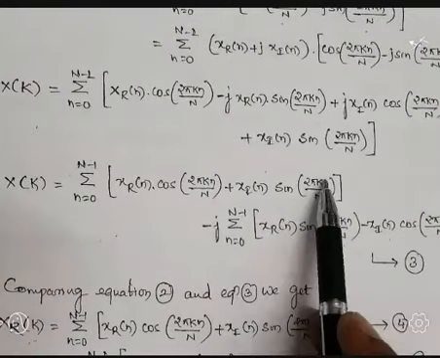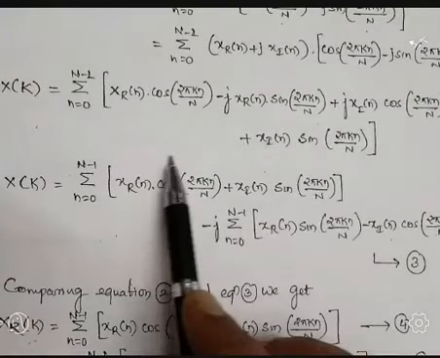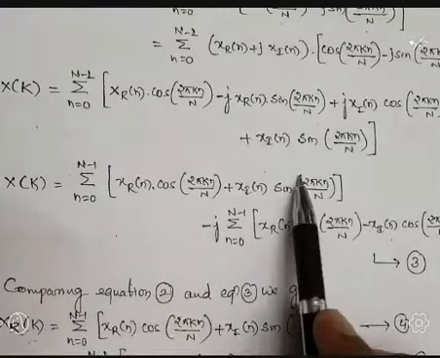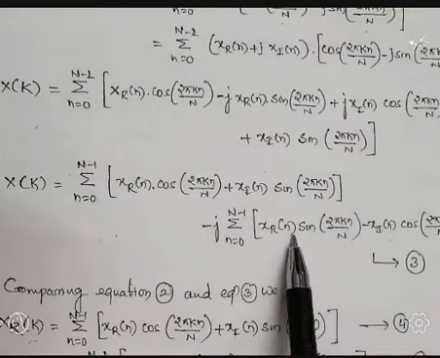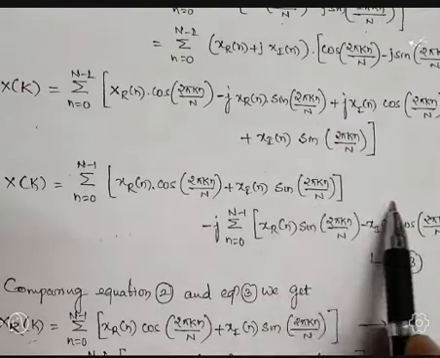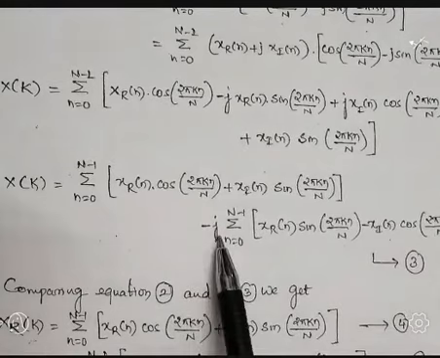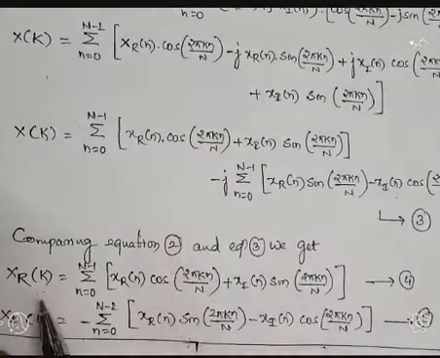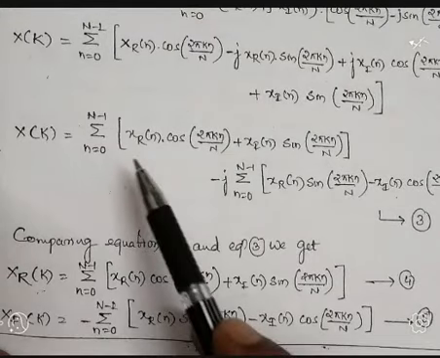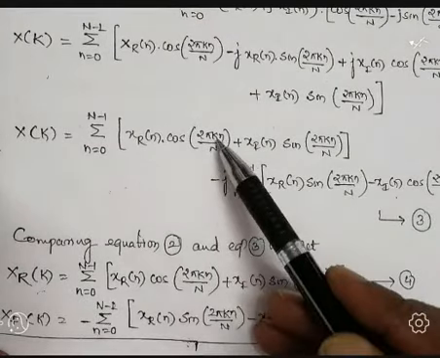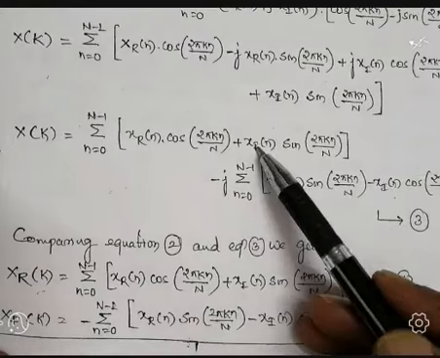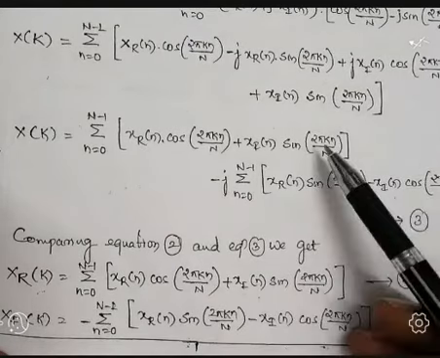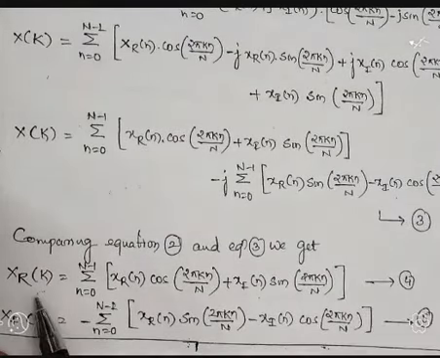So the terms present inside the first bracket will act as the real part, and the terms present in the second square bracket will act as the imaginary part. So by comparing, we can write Xr of k equal to summation xr of n cos of 2 pi kn by N plus xi of n sine of 2 pi kn by N. It acts as the real part.